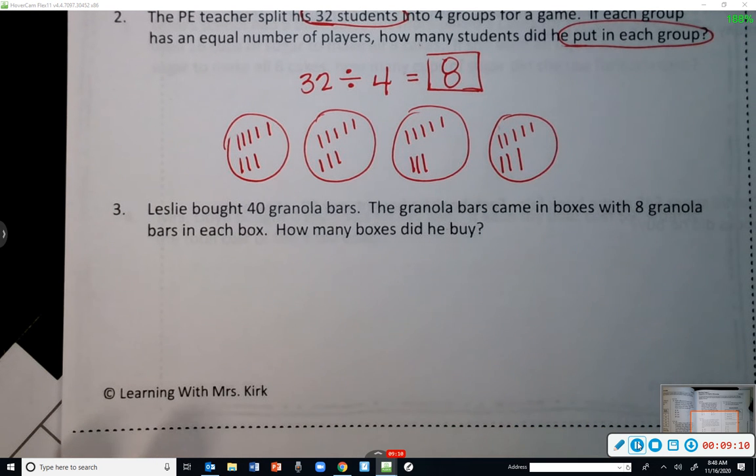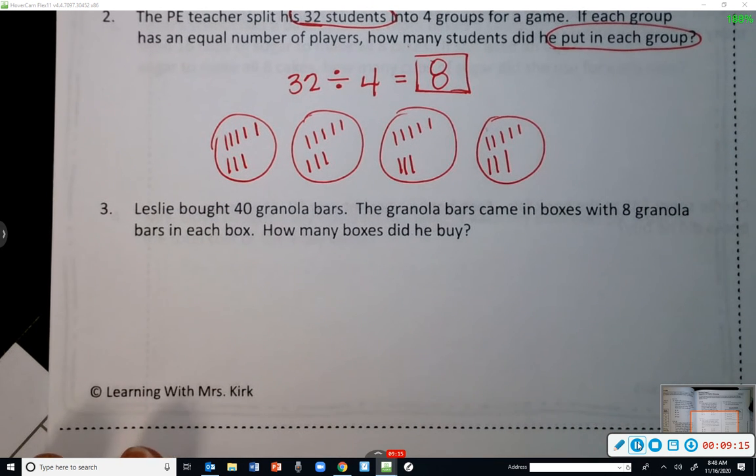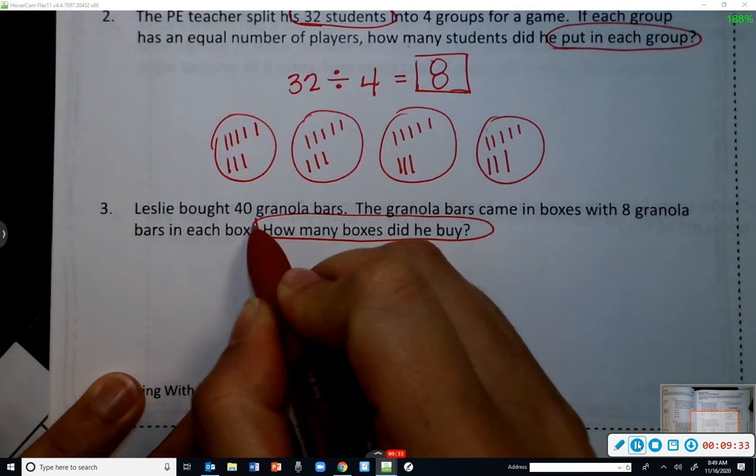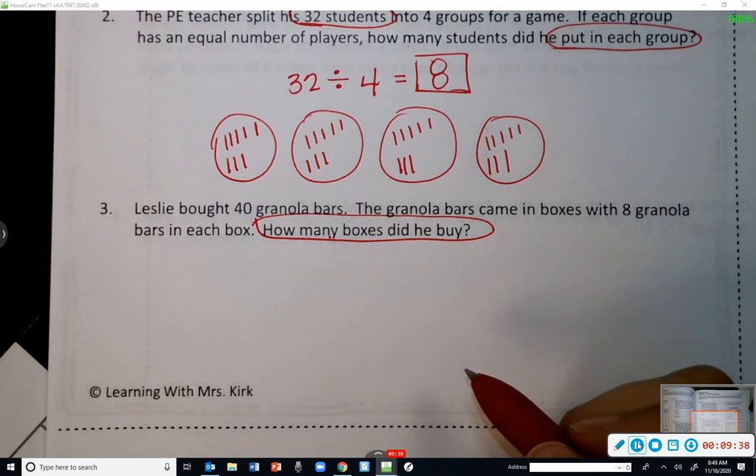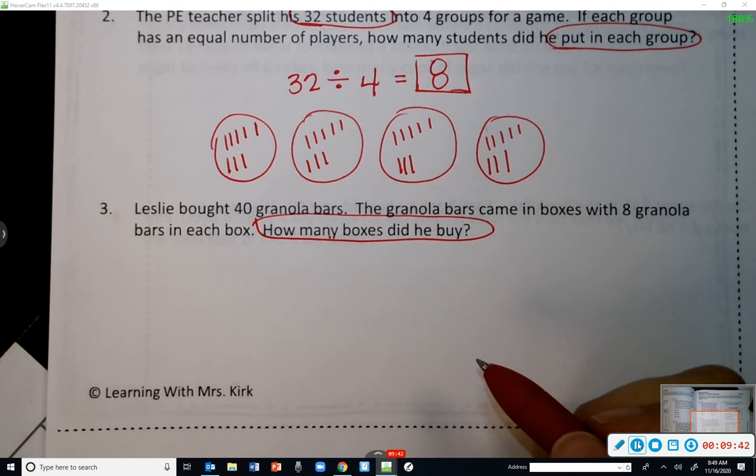All right, go ahead, Bryson. Leslie bought 40 granola bars. The granola bars came in boxes of 8 granola bars in each box. How many boxes did she buy? Okay, how many boxes did she buy? Does that ask us to find a total or just how many boxes out of the granola bars?